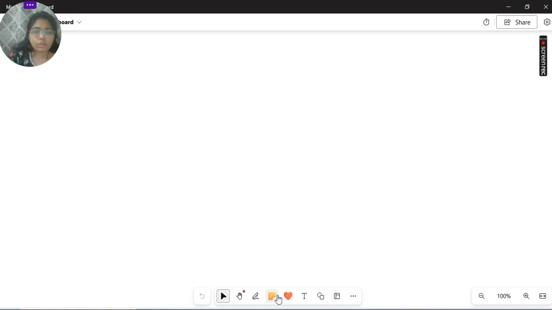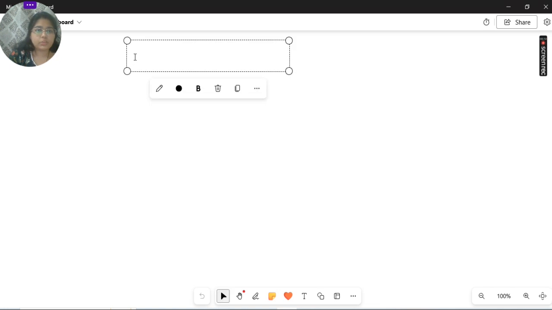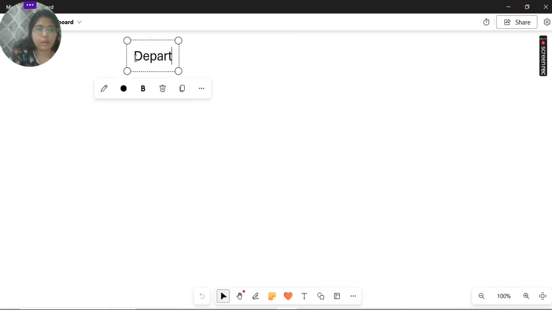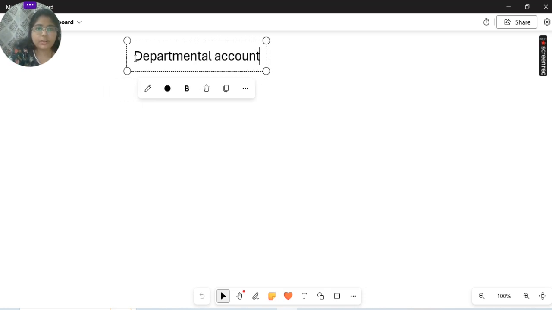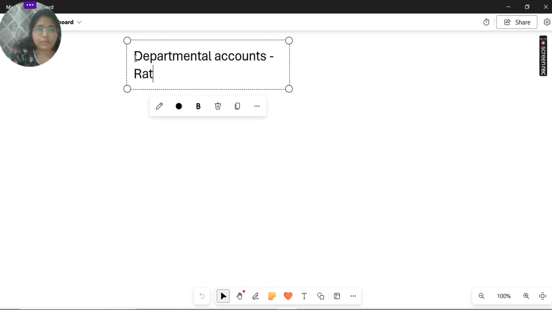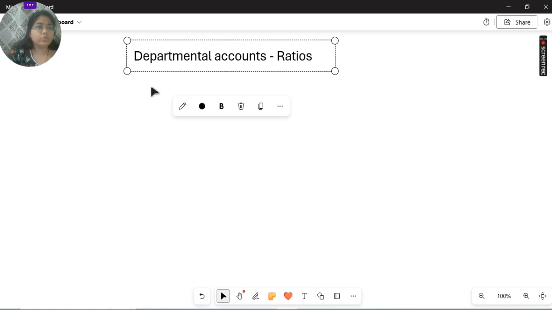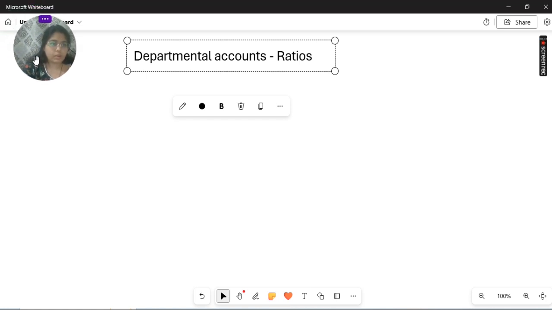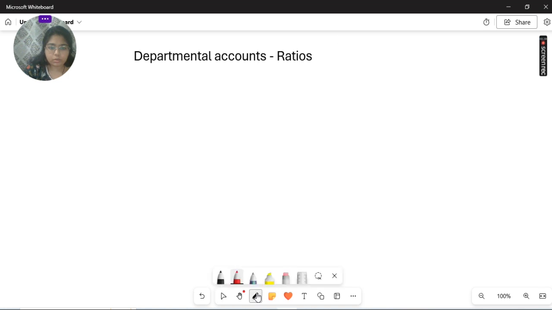So in your chapter, which is departmental accounts, I'll just write down the chapter's name, departmental accounts. There is something known as ratios, which you all really need to learn how to calculate. So we'll just have a look at that.